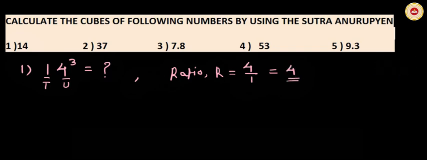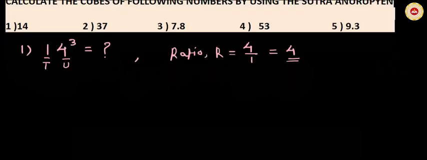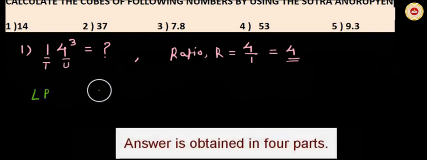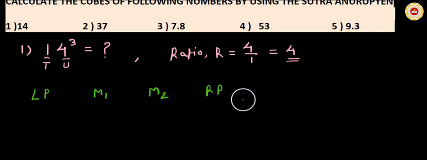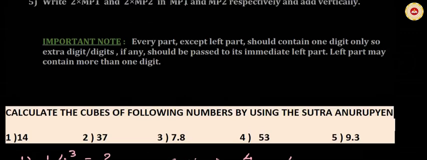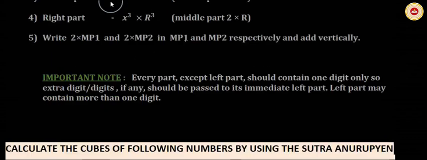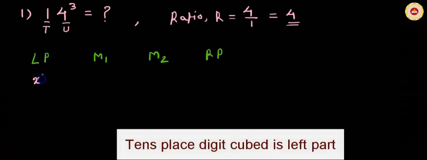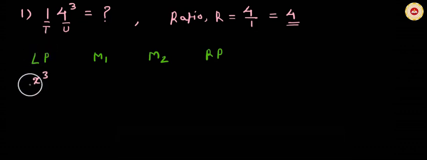Okay. Now friends, we are going to obtain an answer in 4 parts. This is the left part. This is middle part 1. This is middle part 2 and this is the right part. What is the left part? Let us write the formula there. X cube. Correct? Where x is the tens place digit. Okay, that means here in this case x is 1.